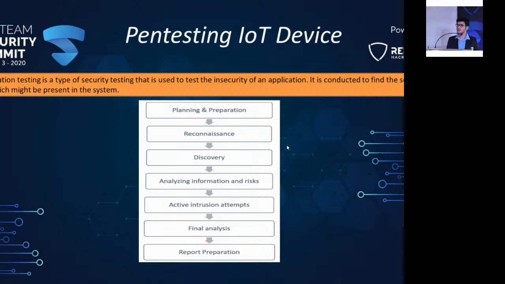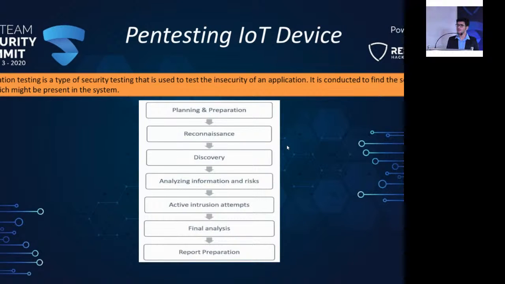First we have to do the proper planning, like how we will perform the attack on that particular device. And after that, the second thing comes as reconnaissance. So it means we should have the proper knowledge about that device, like what are the layers of the device, what is the attack surface map on that particular device.